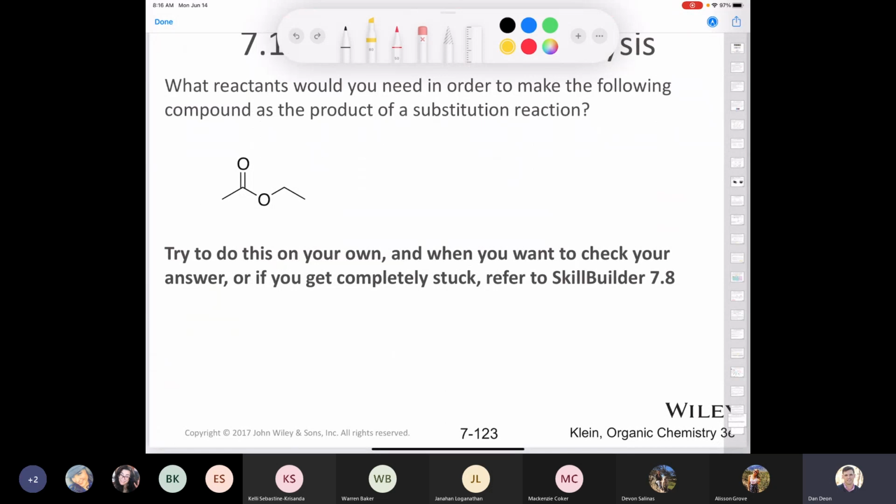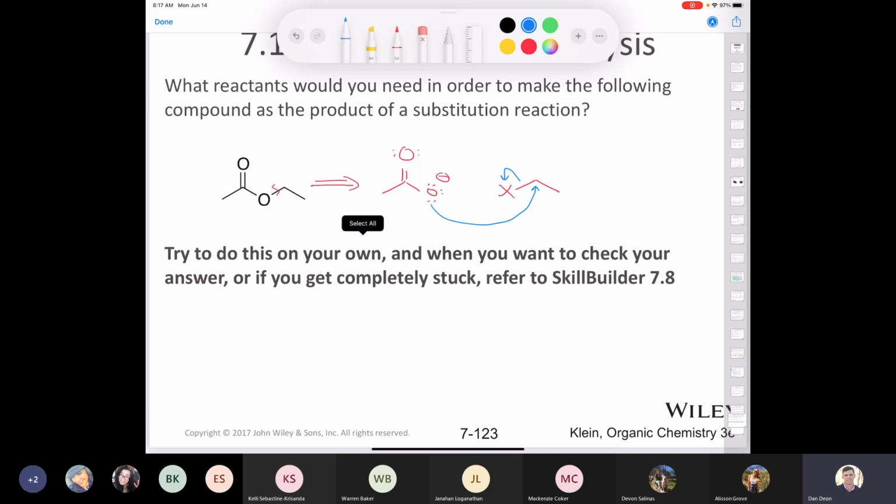Well, let's say you wanted to make a reaction like this. It says, what reactants would you need in order to make the following compound as a product of a substitution reaction? Well, we just saw that in terms of retrosynthesis, if you were to break this bond here, what would you end up with? You'd end up with the acetate ion, which is a good nucleophile, weak base, and then you'd have to have some kind of primary alkyl halide that could undergo an SN2 reaction like that.